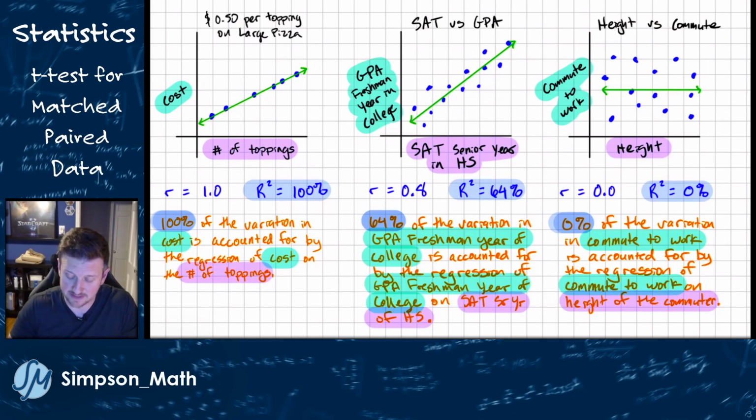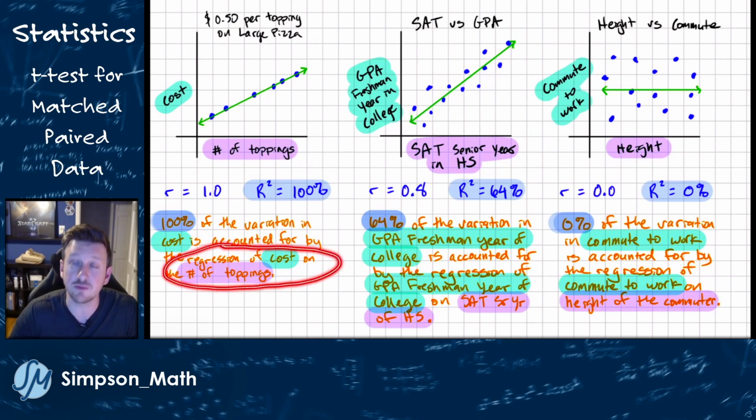So here's how I would say this. I would say 100% of the variation in our cost, every single reason why our y values went up or went down, every single change in the y value, is accounted for by the regression of the cost on the number of toppings. The regression is basically our linear relationship between x and y.